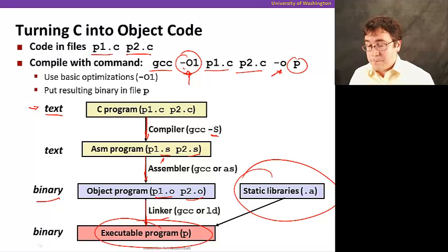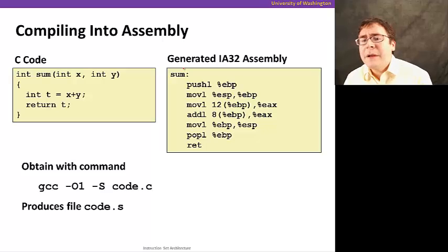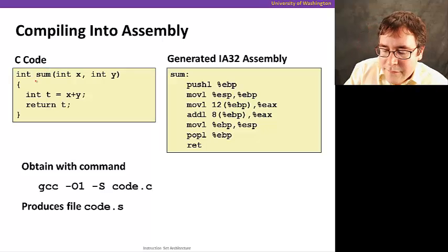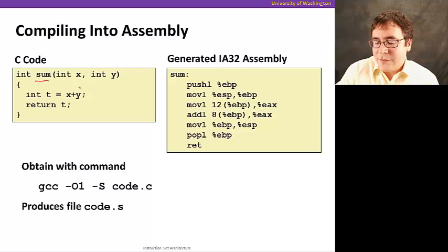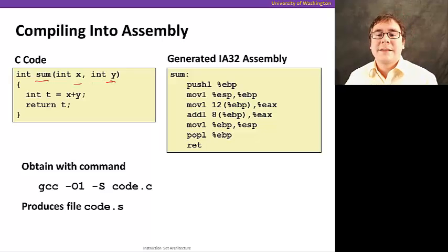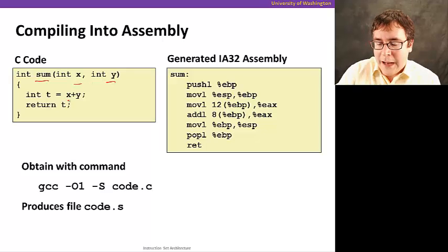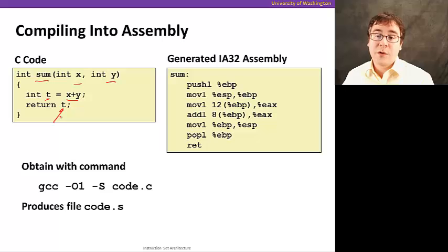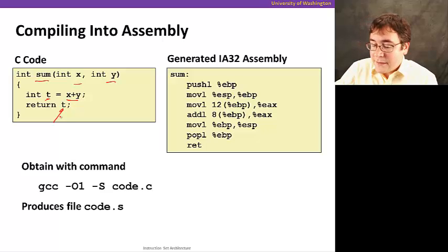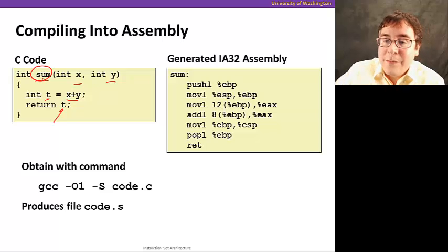Okay. So let's see one example of a translation from C to assembly. Here we have in our C code a very simple function, sum, that takes two integers x and y as input, adds them, puts the result in a variable called t, and then returns t. So when you execute sum and pass parameters, it's going to return the sum of those two values. And sum is the name of the function.